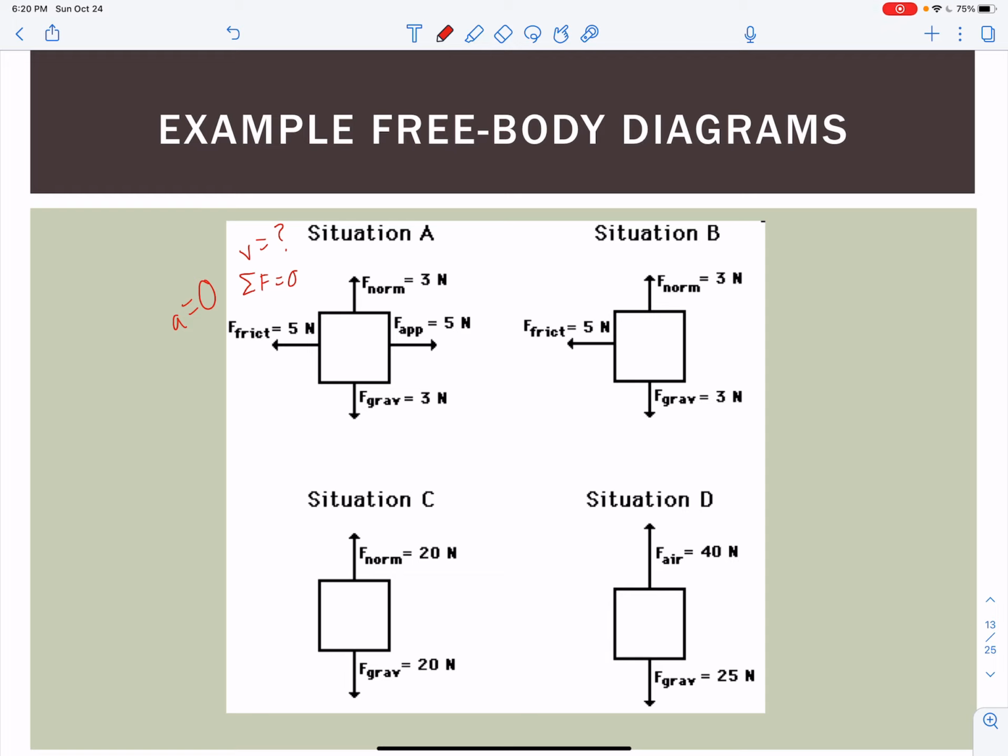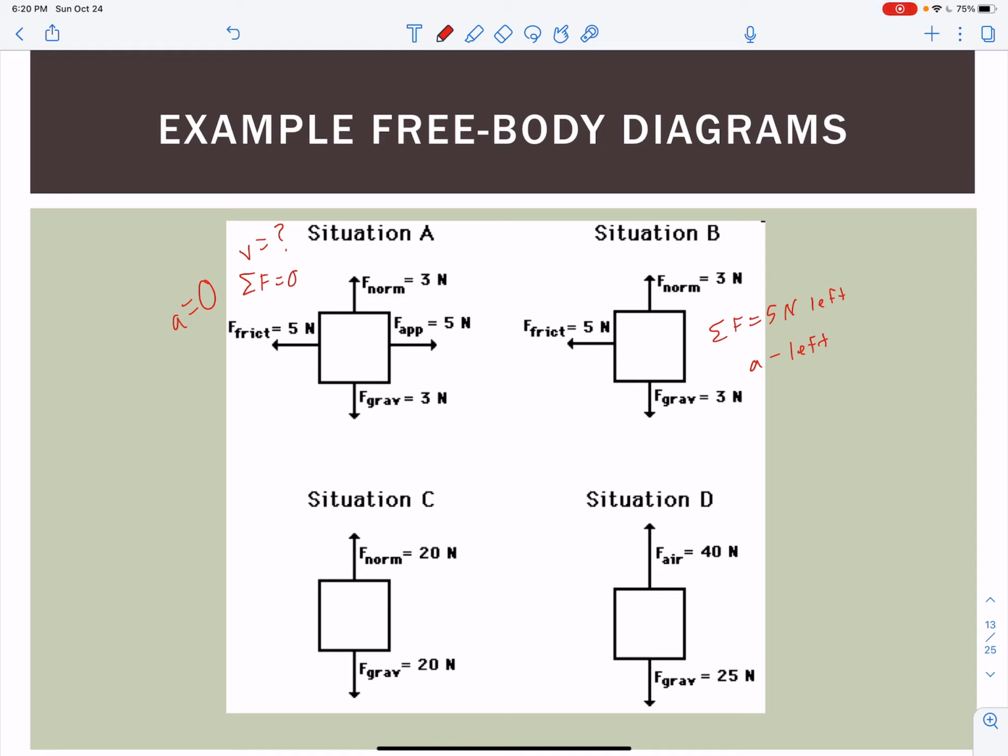Okay, look at B. Now in the case of B, you don't have an applied force. Everything else is the same, but you don't have an applied force. So in this case, we do have a net force. It's 5 newtons to the left, right, is our net force. Now, if I have a net force, that means that this thing has to have an acceleration, right? Now, we don't know what the mass is, but we do know that the acceleration would have to be to the left.